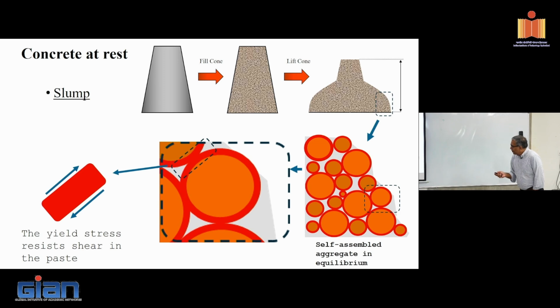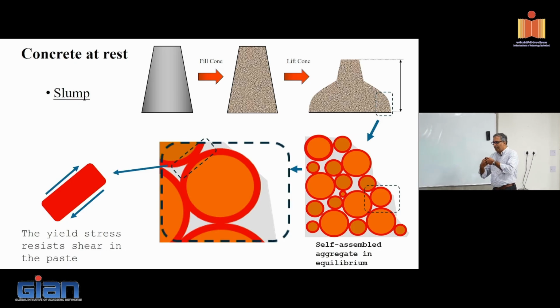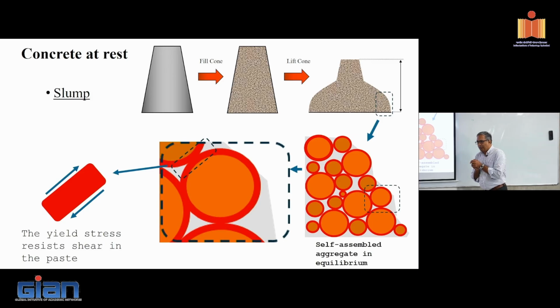Now, if I look at these aggregates, it looks as if they are precariously perched, right? Something is holding them there, otherwise they'd simply slide out. Now, if you look at this, what's happening? You have essentially this paste layer between the aggregates. If you look at the stress state on this paste layer, what would you see? You would see that the paste is subjected to a shear stress, right?